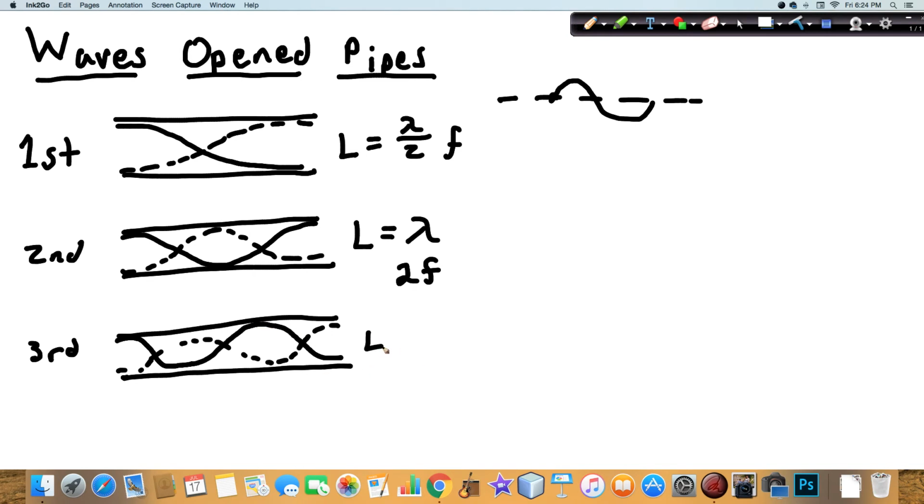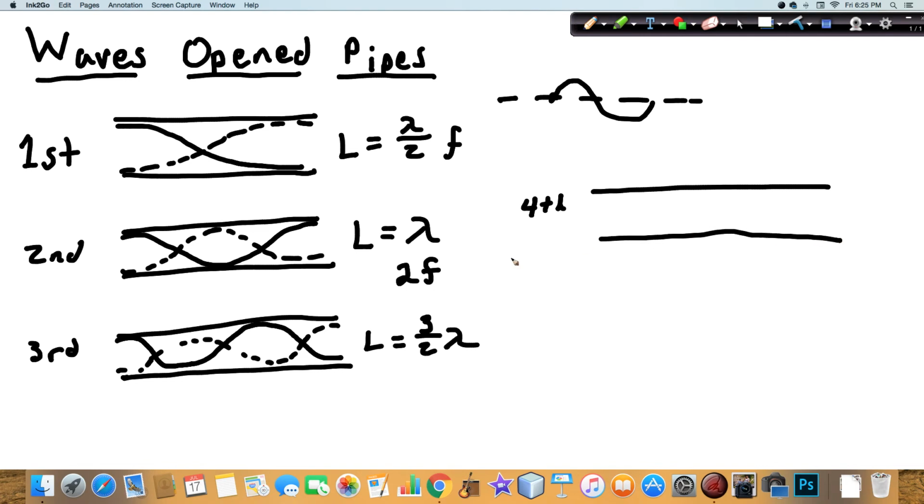So the length of the tube is equal to, well, 1 wave and then another half, right? So that means we have 3 over 2 wavelengths. That equals 1.5 wavelengths, right? Cool. Let's go to our fourth harmonic. This will be the last one we do.